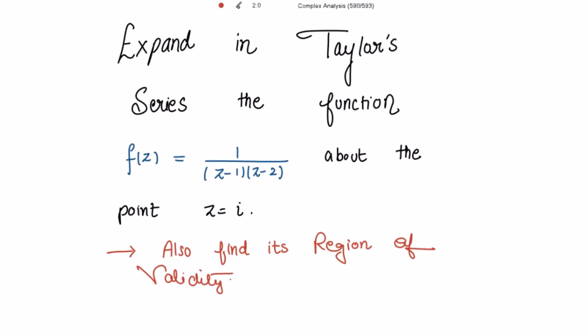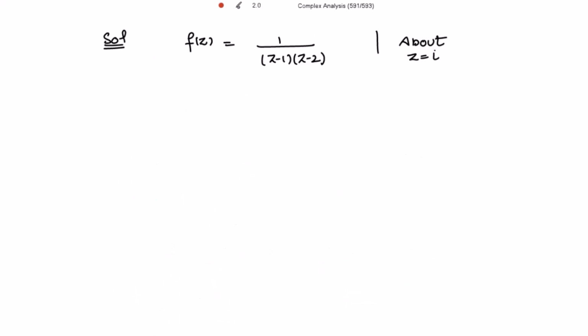We need to expand in Taylor series this function about the point z equal to iota. We also need to find the region of validity. So for that we have this function and we need to expand this function about z equal to iota, right? So let's make the partial fraction for this first.